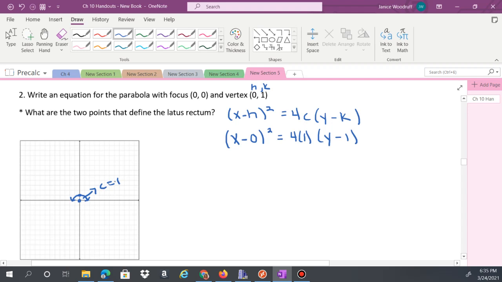It would be negative 1. Thank you. Good catch. Because we're opening down. So it would be a negative 1. Okay, so we simplify that. x squared equals negative 4, y minus 1.